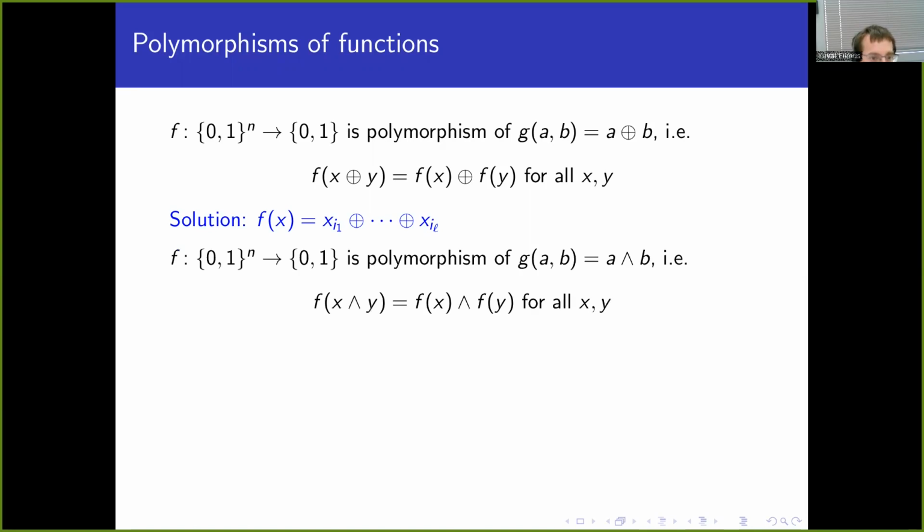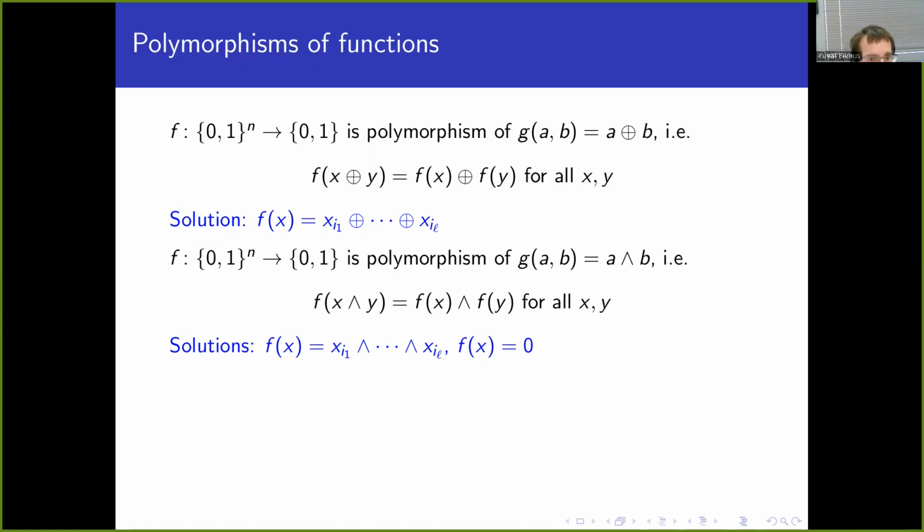Now here's another example. We replace XOR throughout by AND. A function f which satisfies this equality is known as a polymorphism of AND. Which functions satisfy this? We have the AND functions, and we also have the 0 function. And we also have the constant 1 function, but this is like an AND of 0 variables.